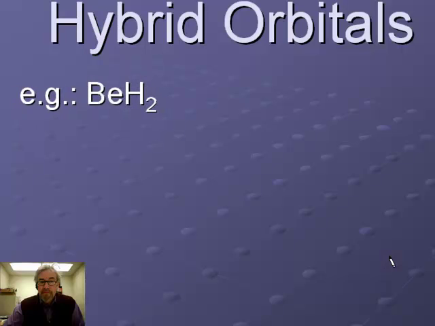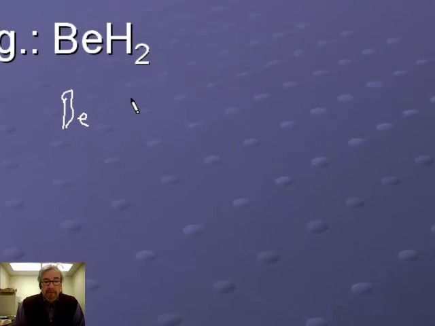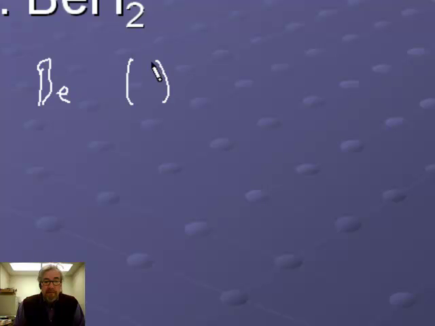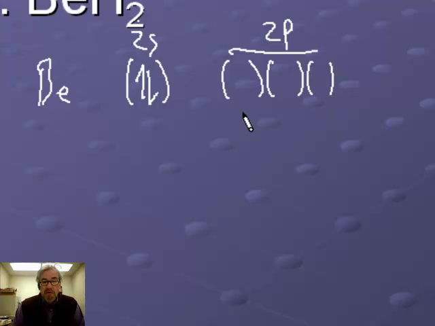Sometimes it's not even possible to understand how a bond could have occurred looking only at atomic orbitals. An example of this would be the beryllium in BeH2. Here's beryllium unbonded normally. Valence shell, 2s, 2 electrons, 2p, no electrons. Now no sharing can occur here because this beryllium 2s orbital is already full. There's no room for any overlap. In fact, this is what happens.